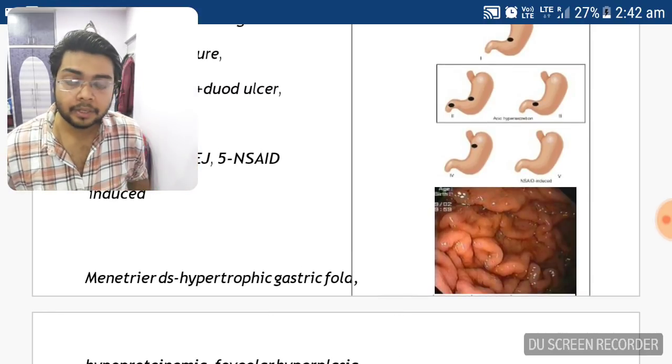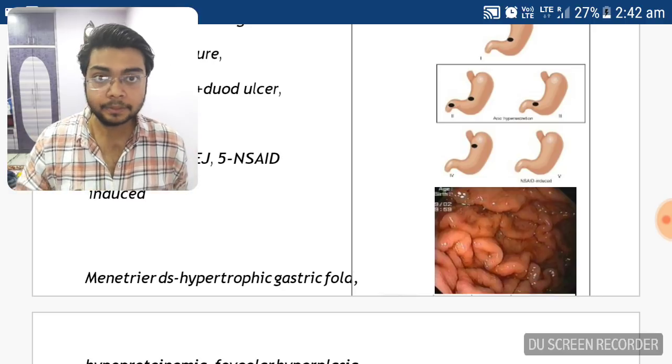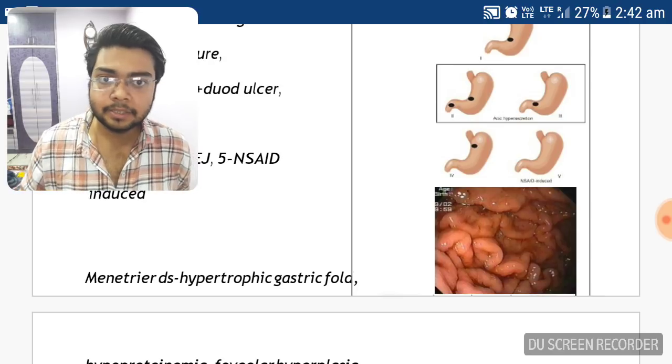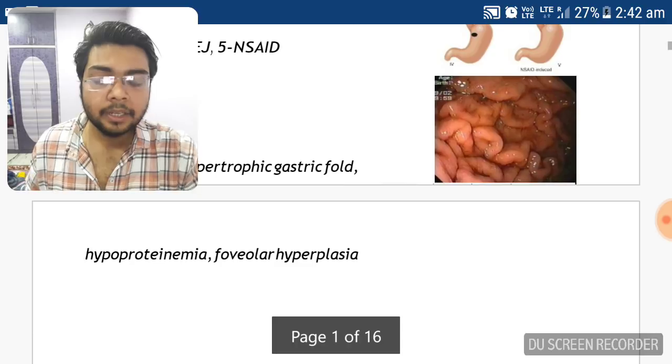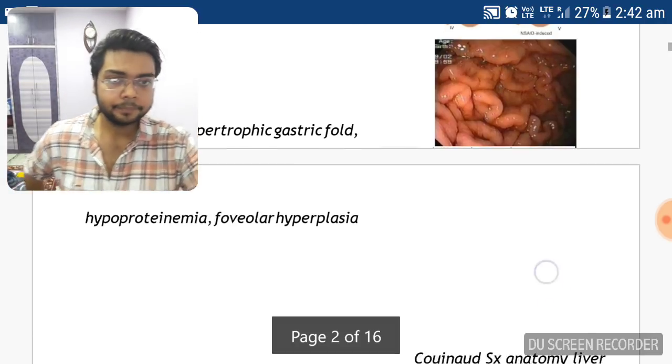Another important topic from which they frame questions is Menetrier's disease. Do Google it and study or revise your notes about it. What happens is they have hypertrophic gastric folds along with hypoproteinemia and foveolar hyperplasia.